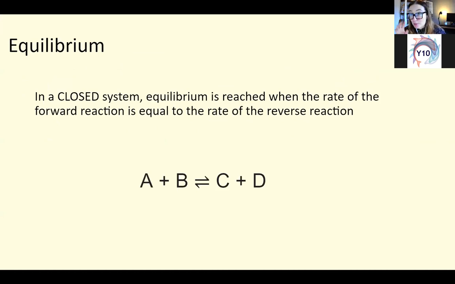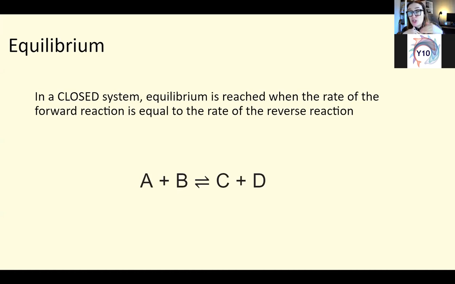Now, equilibrium, I'm going to very quickly introduce this before we look at something else. Equilibrium is when the rate of the forward reaction, A plus B gives you C and D, is equal to the rate of the reverse reaction. So C and D reacting to give you A and B. And that's when those two things are reacting together, A and B and C and D, and you're getting an equal rate of reaction in both directions, okay?